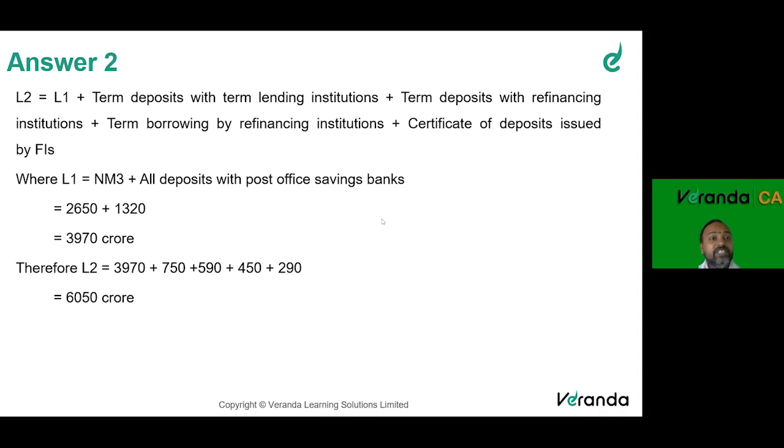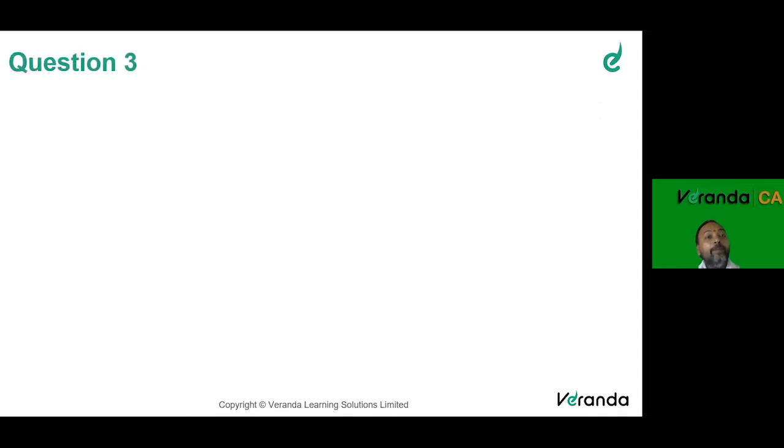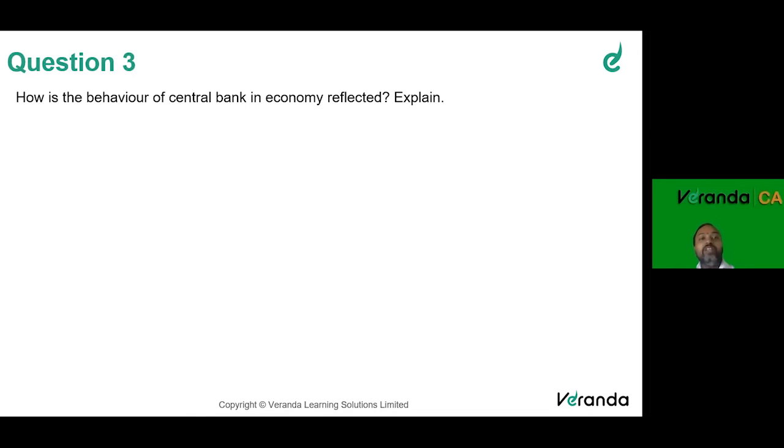The next question speaks about how the behavior of the central bank in the economy is reflected. We all know what is meant by a central bank. Central bank is nothing but banker to the government, and it is the bankers' bank. They are the lender of last resort for any banking issues. And there are two kinds of policies. One is the fiscal policy, which is given by the government, and another one is the monetary policy, which is predominantly implemented by the central bank of any country.